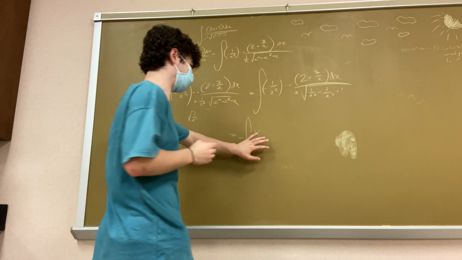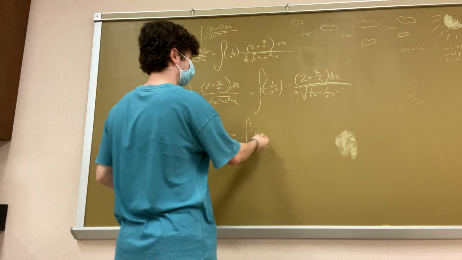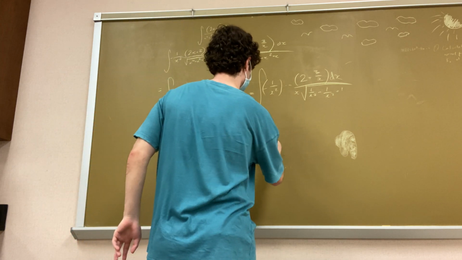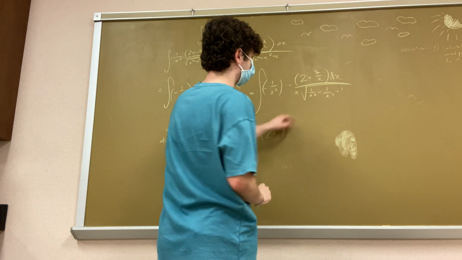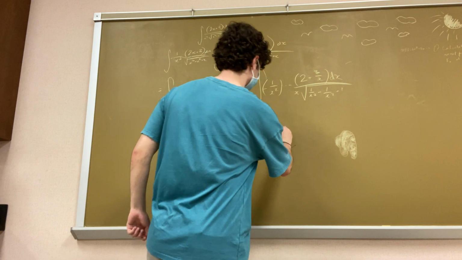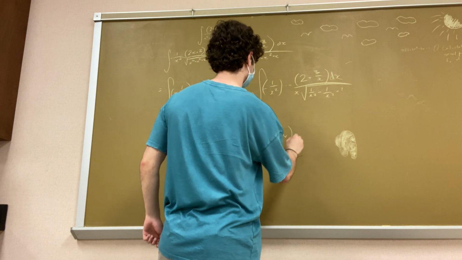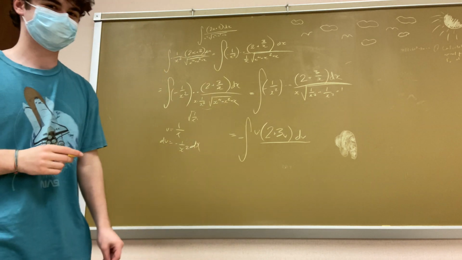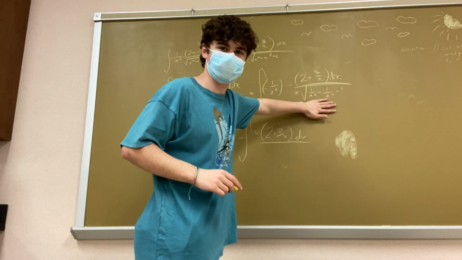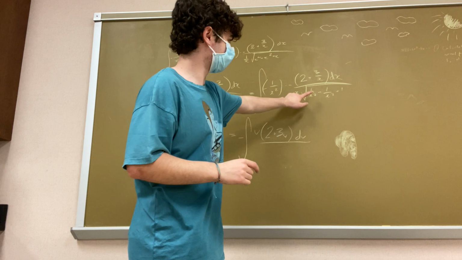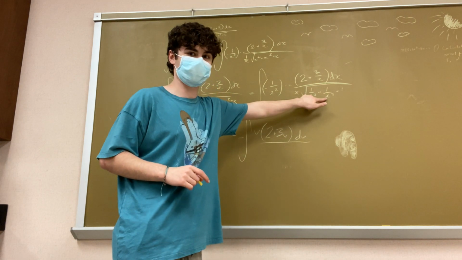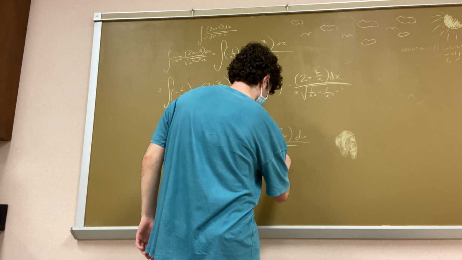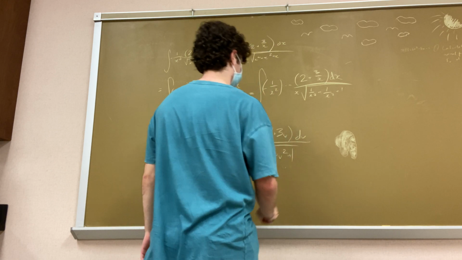We're gonna have u here times the quantity 2 plus 3u, and then we'll do the du. Now we just have everything inside the square root sign. So this is going to be u cubed, this is going to be u squared, and that's going to be 1. So the square root of u cubed plus u squared plus 1.